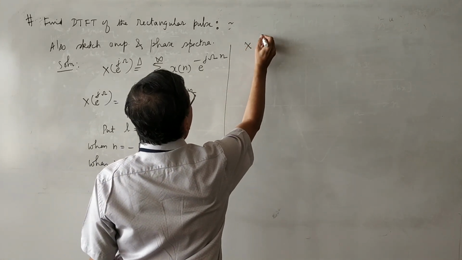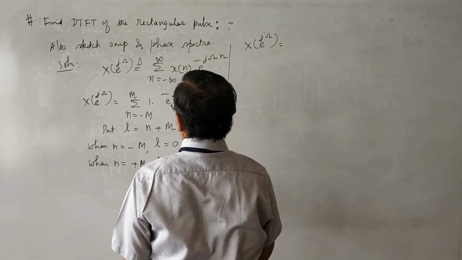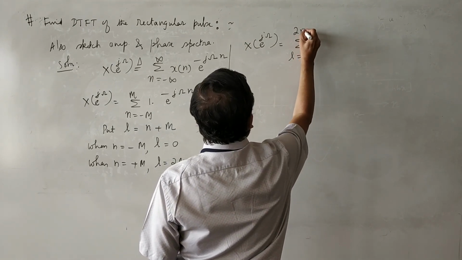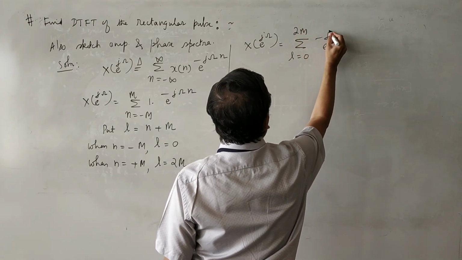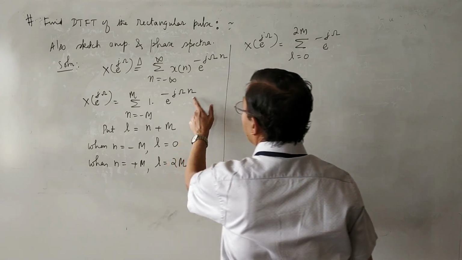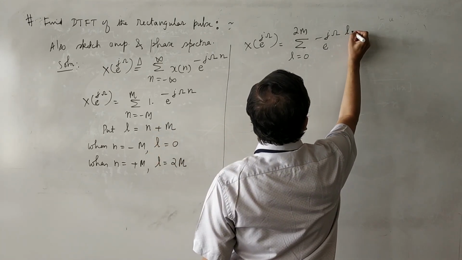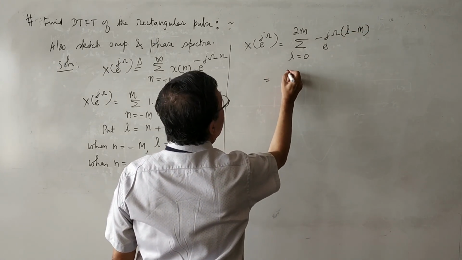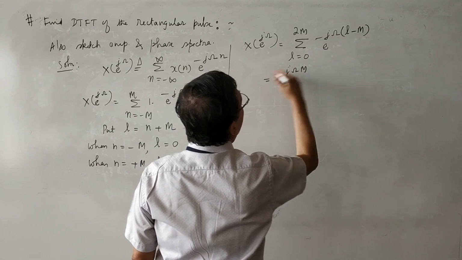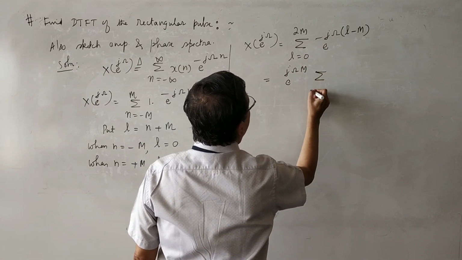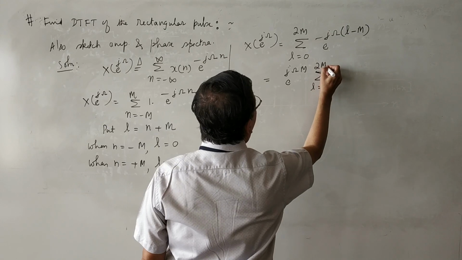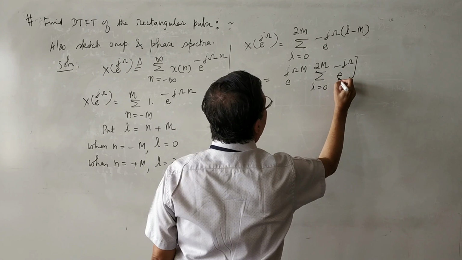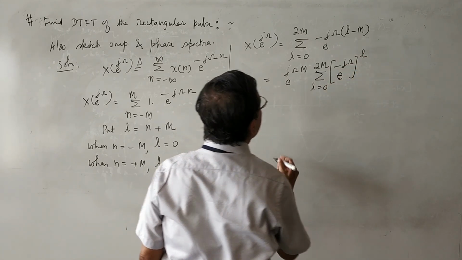Now when we make use of the substitution in this summation, that gives us X of e to the power j omega is equal to summation L is equal to 0 to 2m of e to the power minus j omega. What is n? n is L minus m. So here e to the power j omega m you take out of the summation, summation L is equal to 0 to 2m of (e to the power minus j omega) whole to the power L.